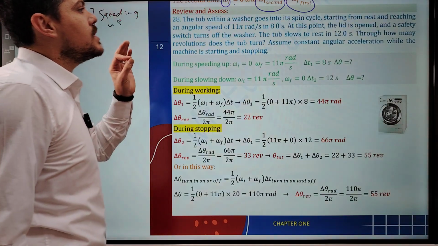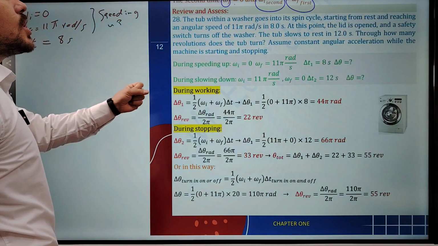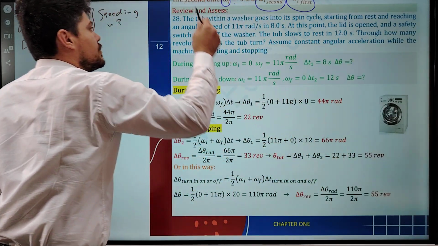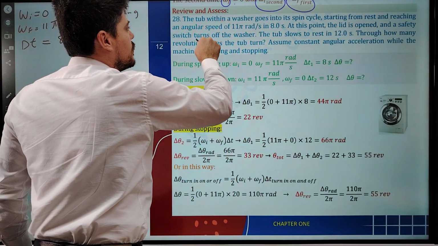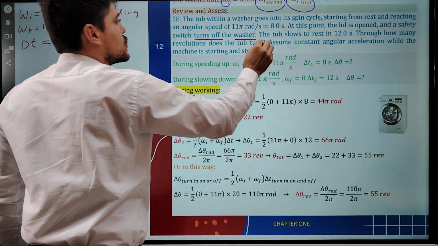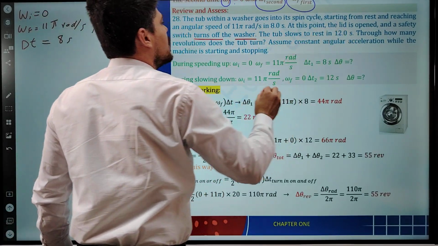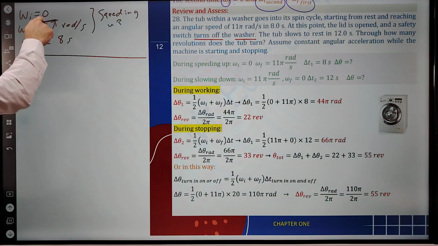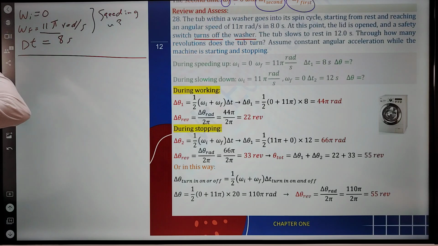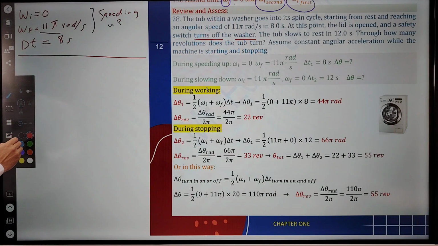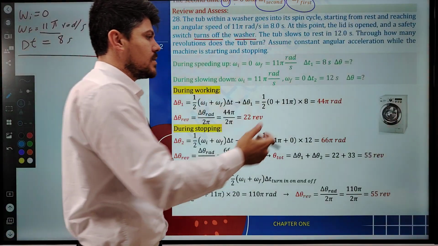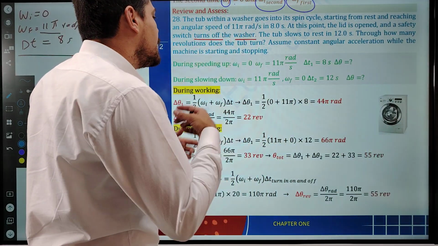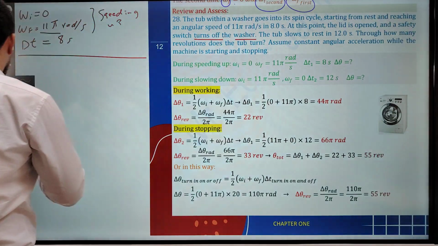So at this point, the lid is opened. The lid of the top is opened. When the lid is opened, because the safety switch turns off the washer, the top slows to rest in 12 seconds. What do I mean by that? It means that after reaching this angular speed, because the lid is opened, the turning of the wheel will stop for safety.